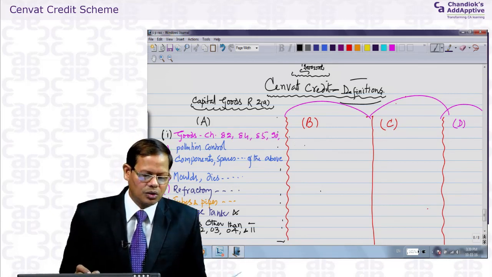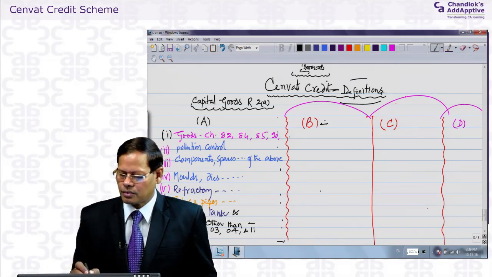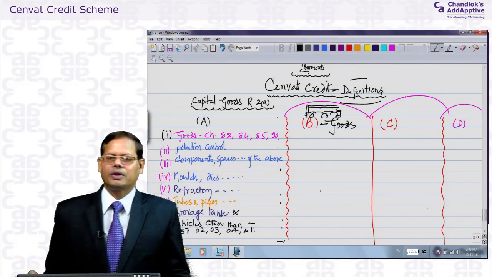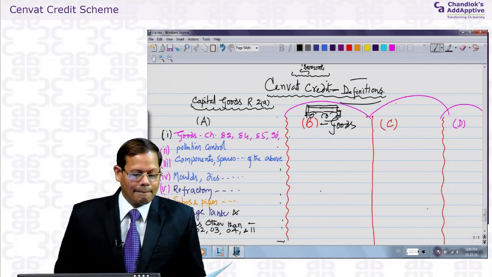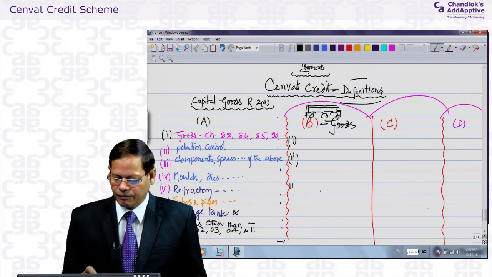And what are they? So transportation of goods. So it is talking about goods transport. So goods transporting vehicles. And what are they? Number 1 is renting. 1, 2 and 3.